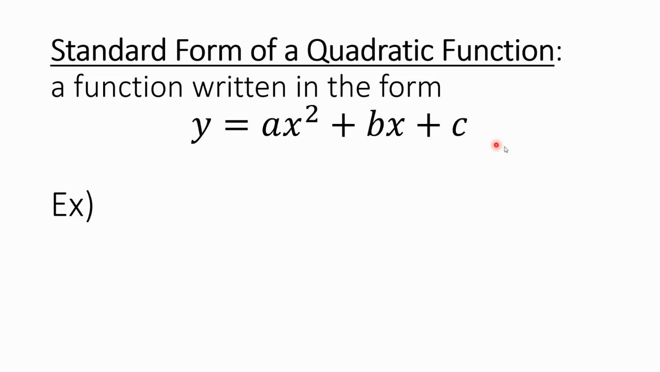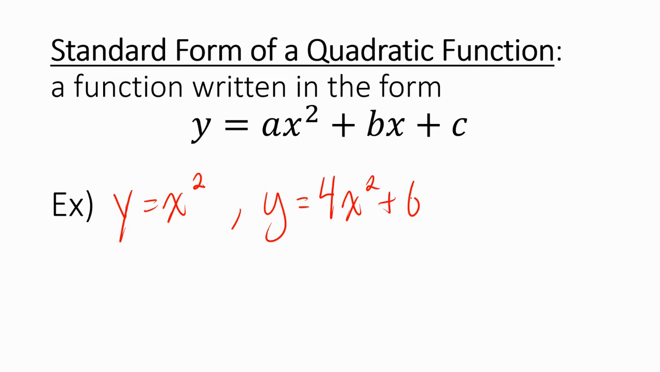So this is the standard form of a quadratic function. This is how we're going to see them written for a while. So a couple examples. Actually, that y equals x squared was an example of standard form. The a was just 1, and then the rest of these were just zeros, but that still counts. Let's do one where we fill everything in. We could have y equals 4x squared plus 6x plus, I don't know, 11.